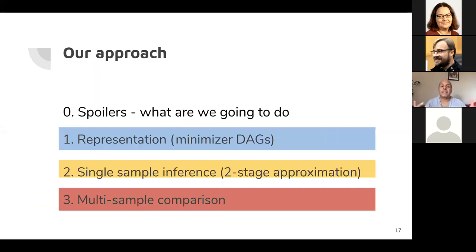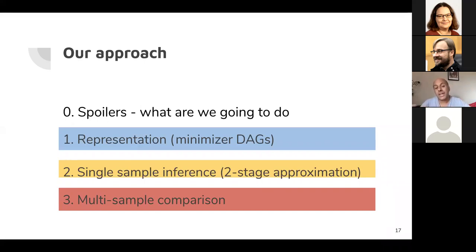And this is what we're going to do. I'm going to start with some spoilers telling you what we're going to do, and the reason I'm going to do that is to motivate our definitions in the following section. I'm going to talk about the representation of the genomes and how we're going to represent our graph. It's going to be a directed acyclic graph of minimizers.